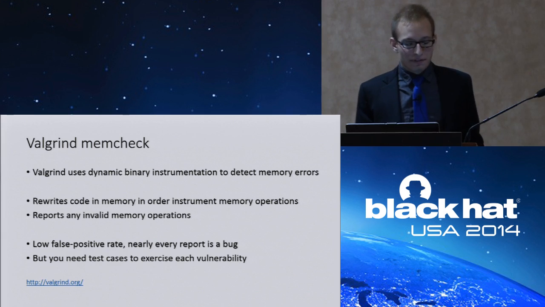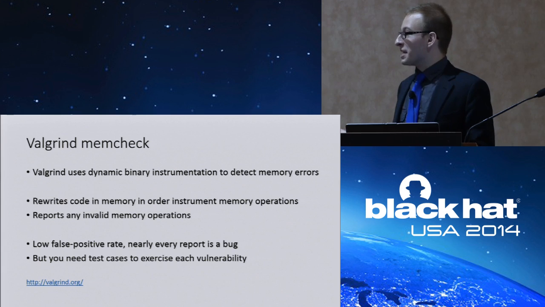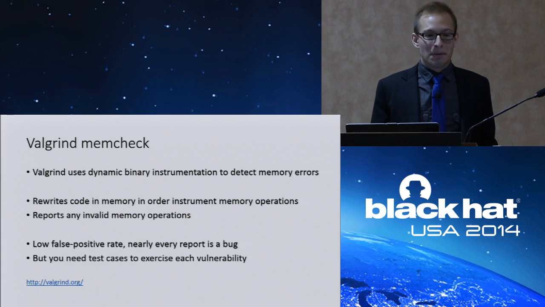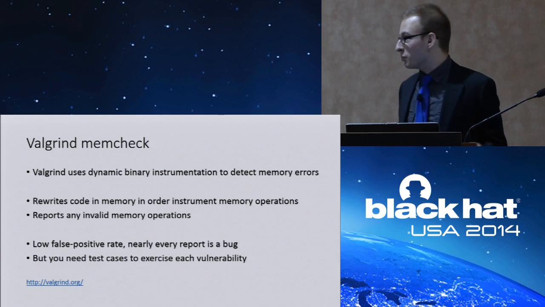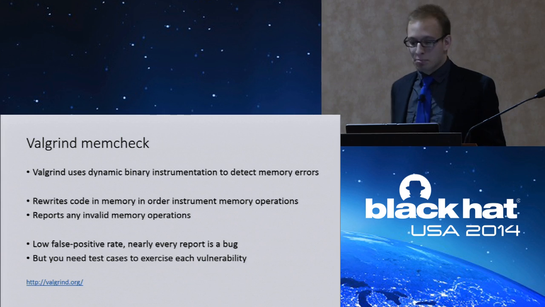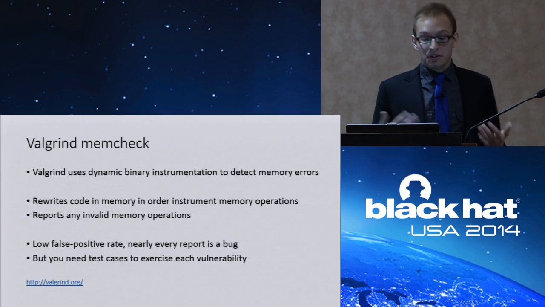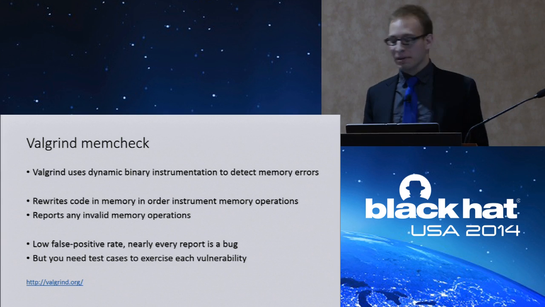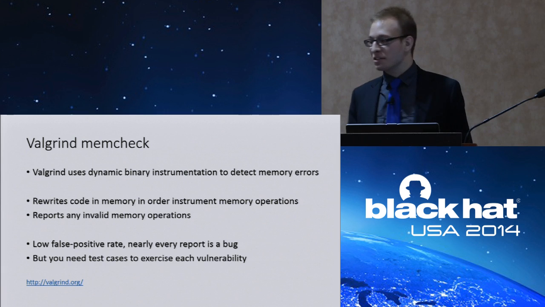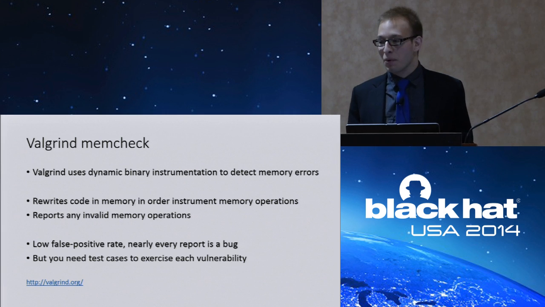It has a very low false positive rate because almost every report that it spits out is an invalid memory operation, which means it's a bug. The main problem with Valgrind is that it's pretty slow. And the other problem is you need test cases to exercise each vulnerability. If you don't have test cases, it won't know that the memory operation could ever happen.